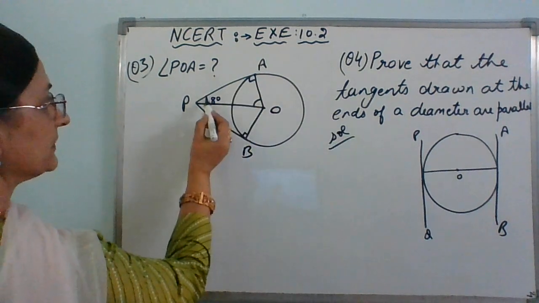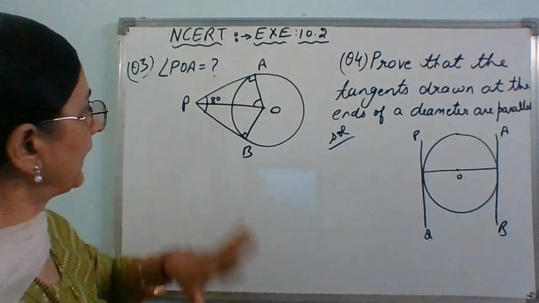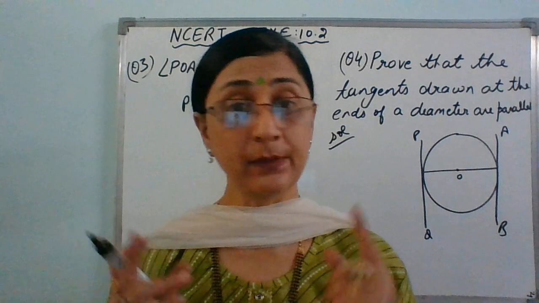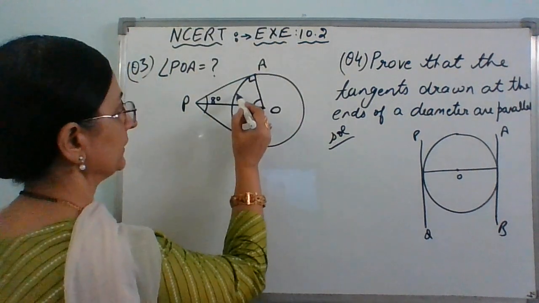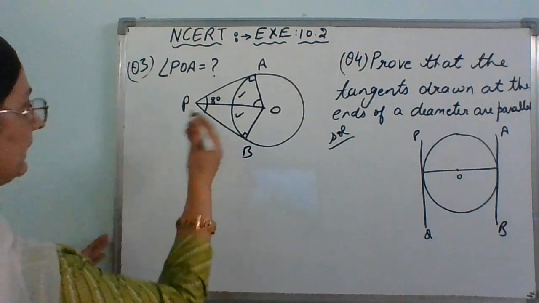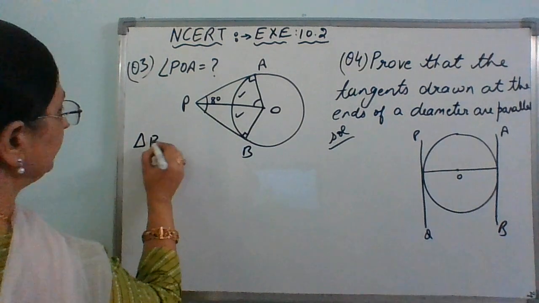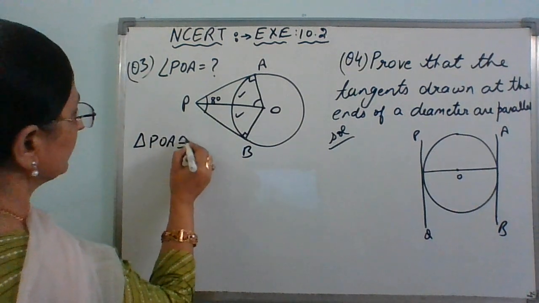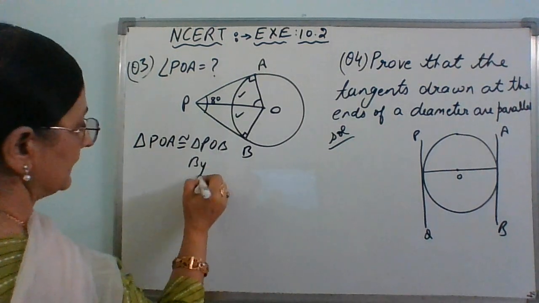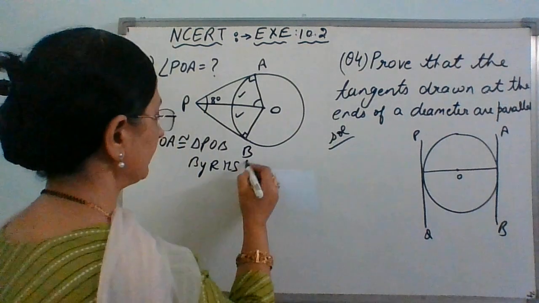They are inclined to each other, meaning the angle formed here is 80 degrees in total, and you are supposed to find angle POA. In the theorem, I proved that these two triangles, the upper one and this one, are congruent. So if they are congruent, I'll write here triangle POA is congruent to triangle POB, by RHS. You can write three things and prove it, or you can directly say by theorem.